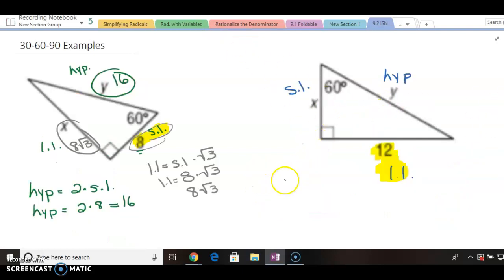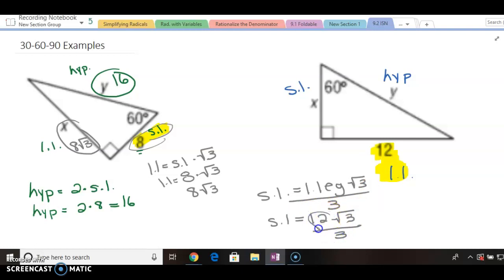Okay, so I'm going to go ahead and write those down. My short leg equals my long leg times square root of 3 over 3. So if I plug that in, short leg equals my long leg, 12, times square root of 3 over 3. And we should be able to simplify this to just 4 square root of 3 over 1, or just 4 square root of 3. So my short leg is 4 square root of 3, so my x equals 4 square root of 3.